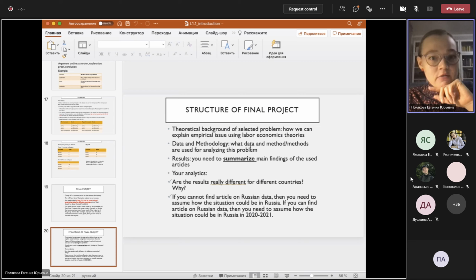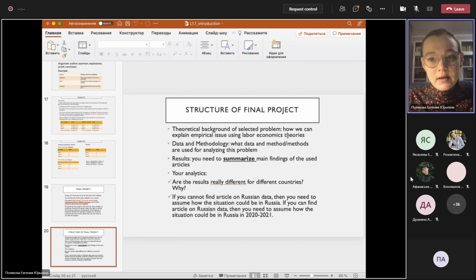Okay, structure of the project. First, it should be a theoretical background of the selected program. Basically, you can use and you should use the materials of our lectures. In the lecture, we discuss theoretical background, and you can use different models based on the lectures.